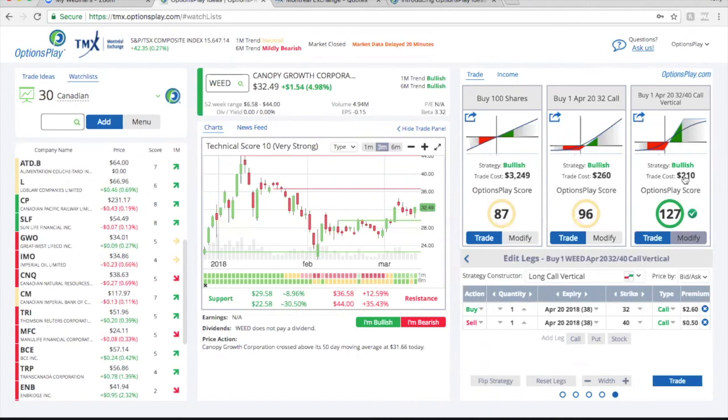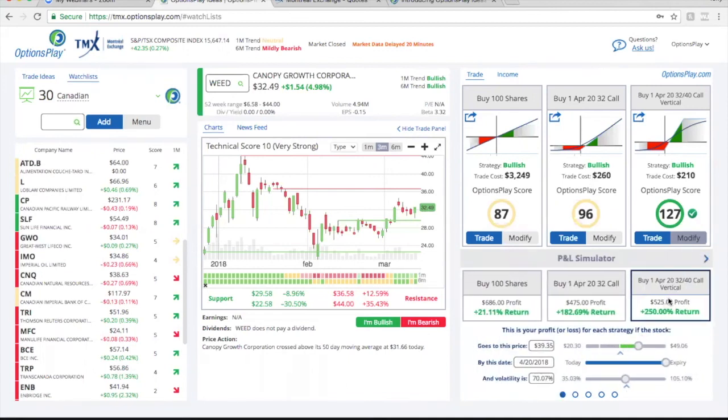By reducing the cost of that trade, you're reducing your risk, because your risk is limited to how much you're paying for the strategy. So here, when you're buying this call, you're risking $260 per contract. When you're buying this vertical, you're only risking $210 a contract. So you're lowering your risk. And what that means is also when the stock goes in your favor, you make a higher return because it costs you less to enter the trade.